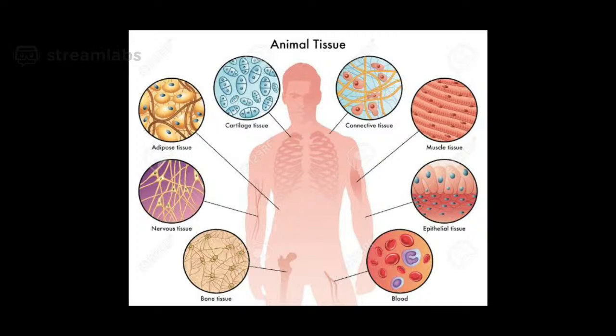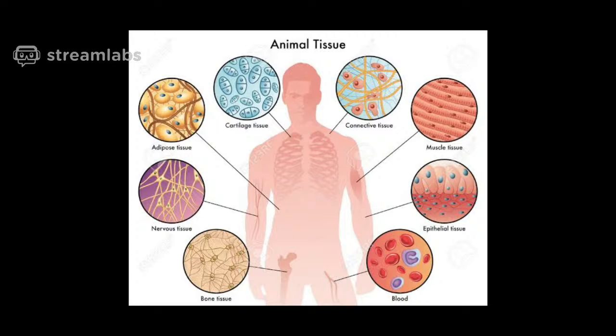Connective tissue, adipose tissue, areolar tissue, reticular tissue, all this helps in conducting the food materials and oxygen and storing the fat and supplying the nutrients and oxygen to the skin, etc.